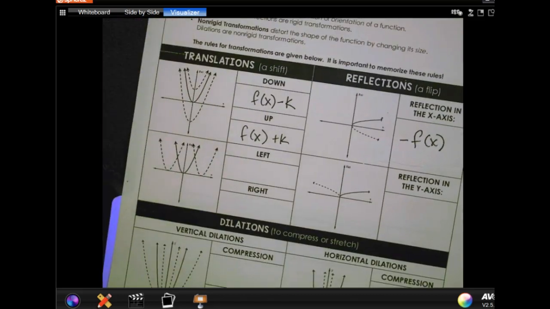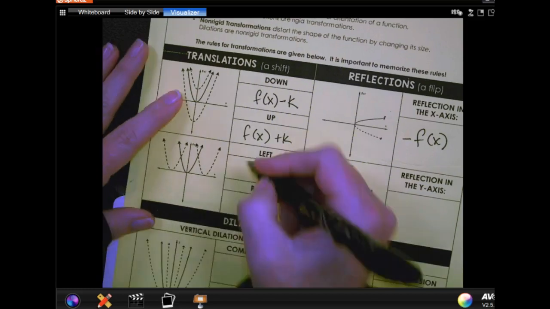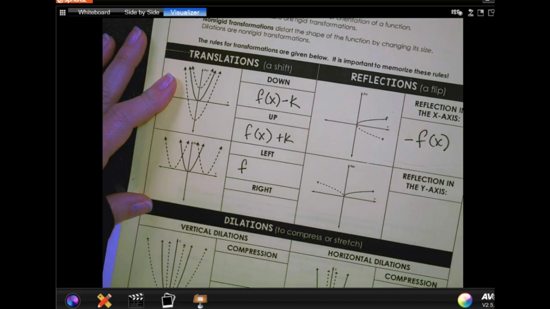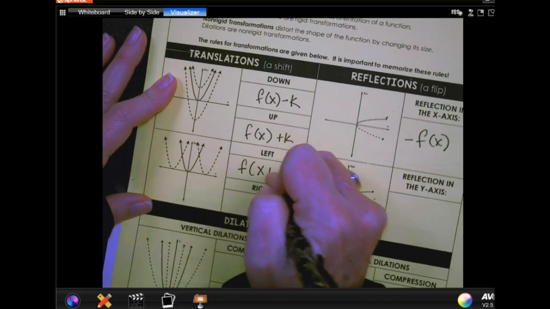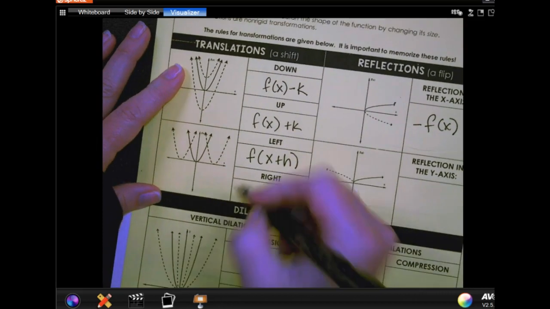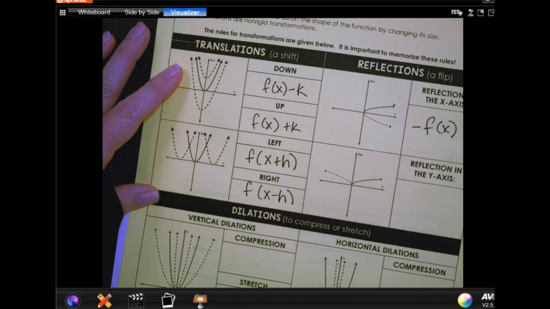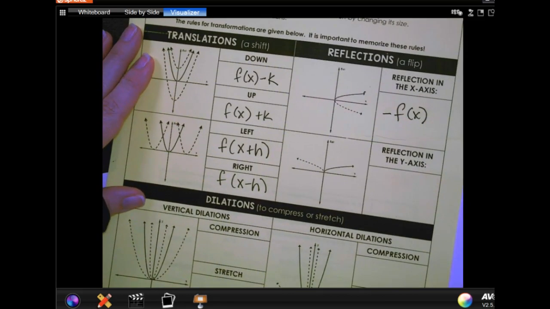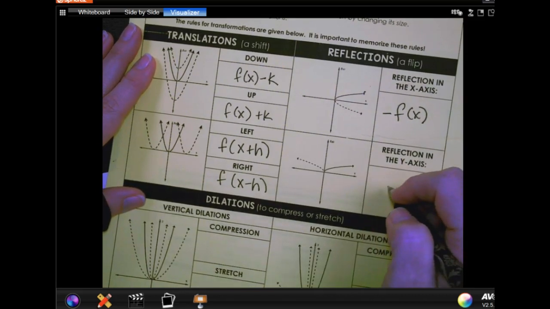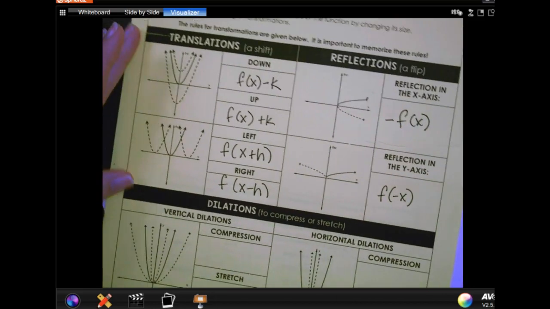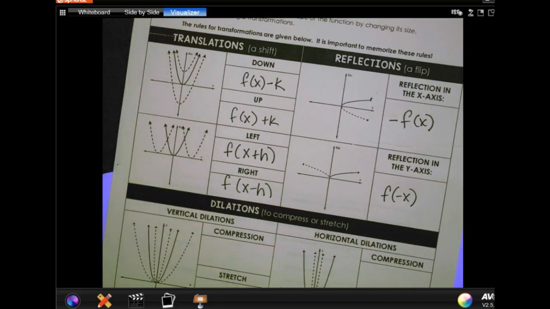But when I go back and forth, that's with the X. And our X's lie. That's why we break up with them, because they lie. So if I'm going to the left, instead of minus, plus. And if I go to the right, I'm going to subtract. And the reflection across the y-axis, that's a back and forth, so that minus sign goes inside with the X. So up and down go on the outside, and back and forth go on the inside.